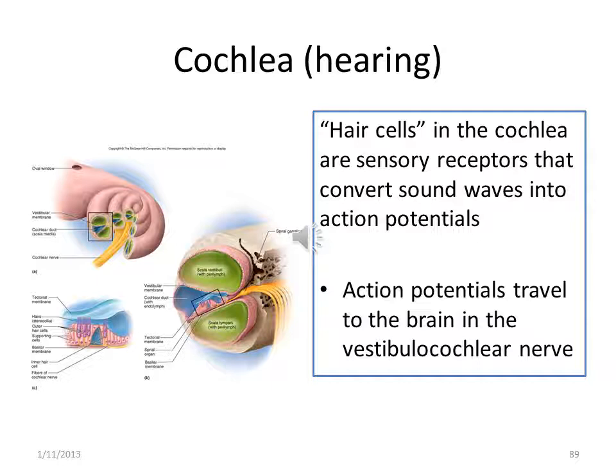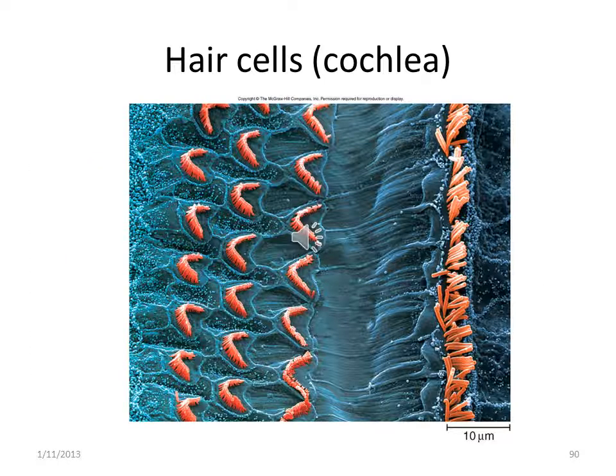The cochlea is the part of the inner ear responsible for hearing. It's coiled up like a snail's shell. And there are small cells known as hair cells found in the cochlea. These are sensory receptors that convert sound waves into action potentials, which then travel to the brain in cranial nerve 8. Here's a picture showing what those hair cells look like.